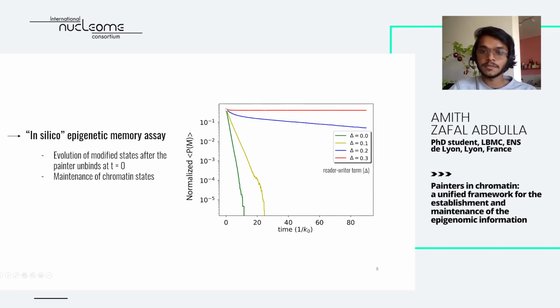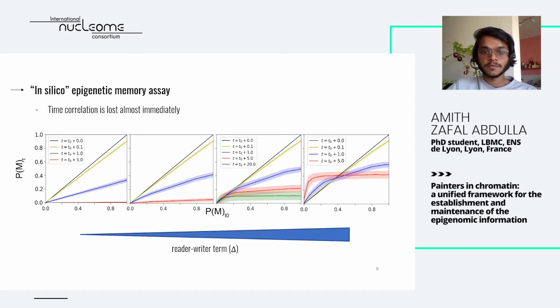So are we exactly maintaining the same state? To study that, we looked at the time correlation of these states. Here, when there's no delta, we see that the correlation, the states go to 0. On y, we have the probability to be modified at time t, and on x, the probability to be modified at time t0.